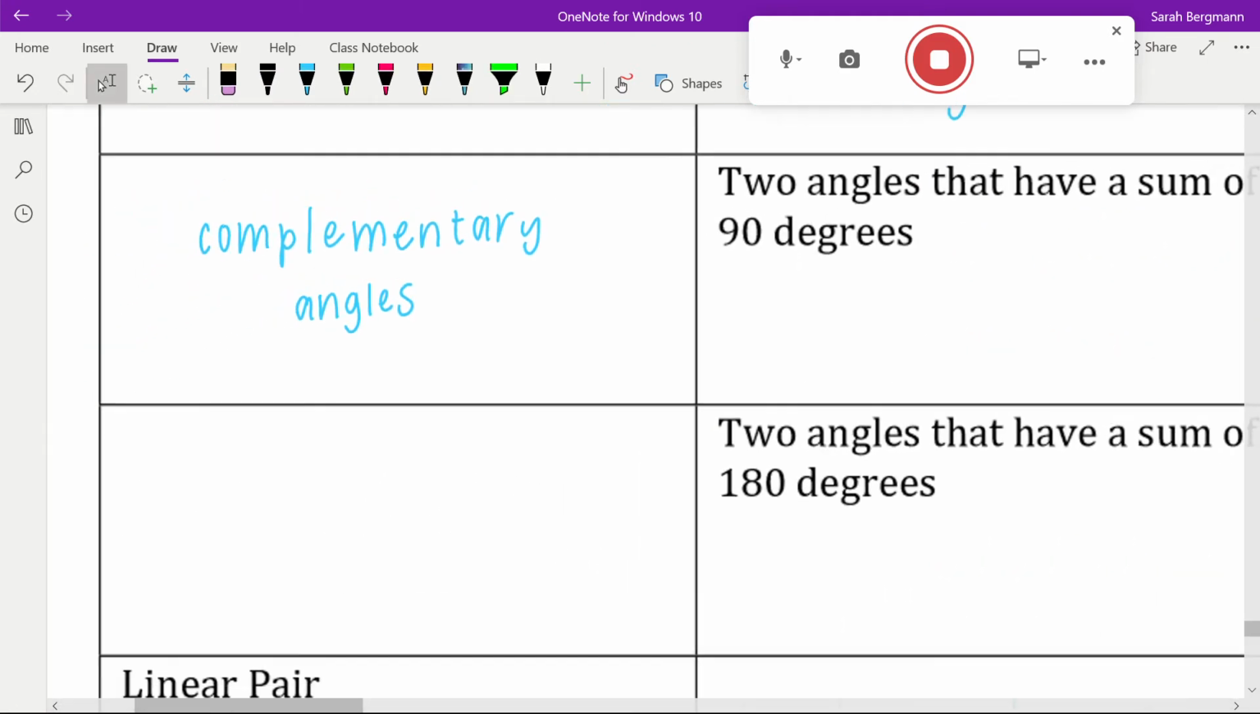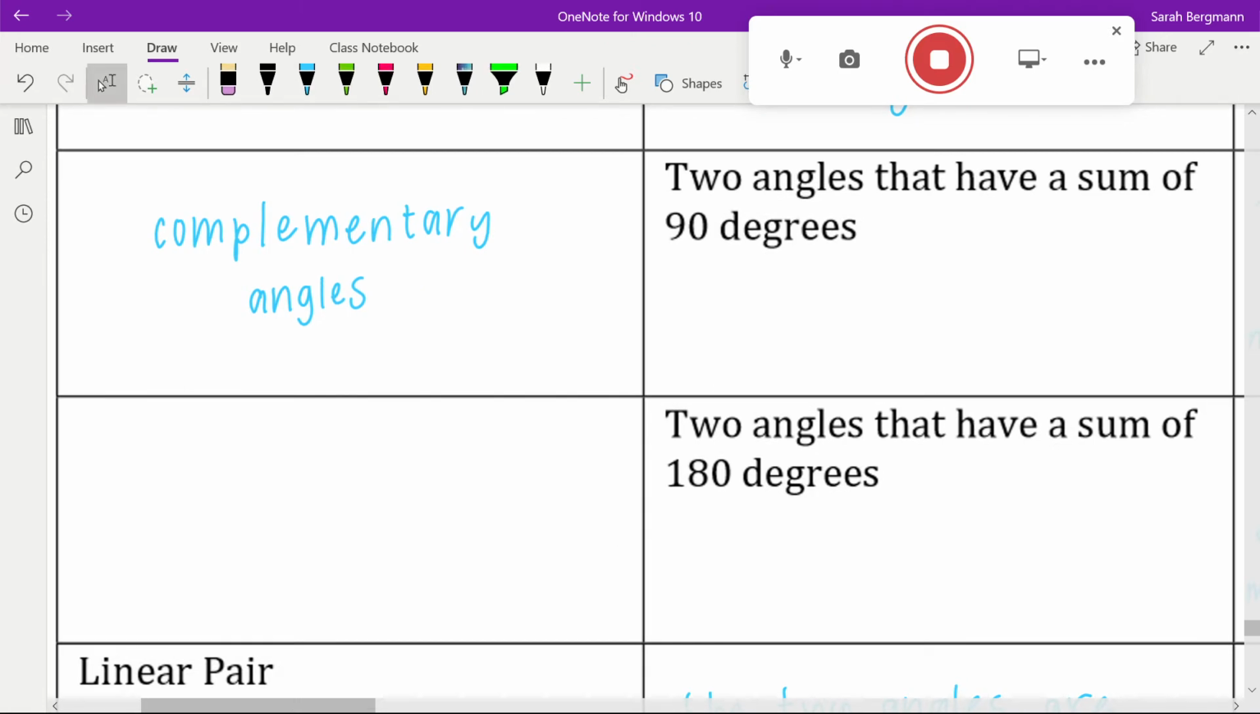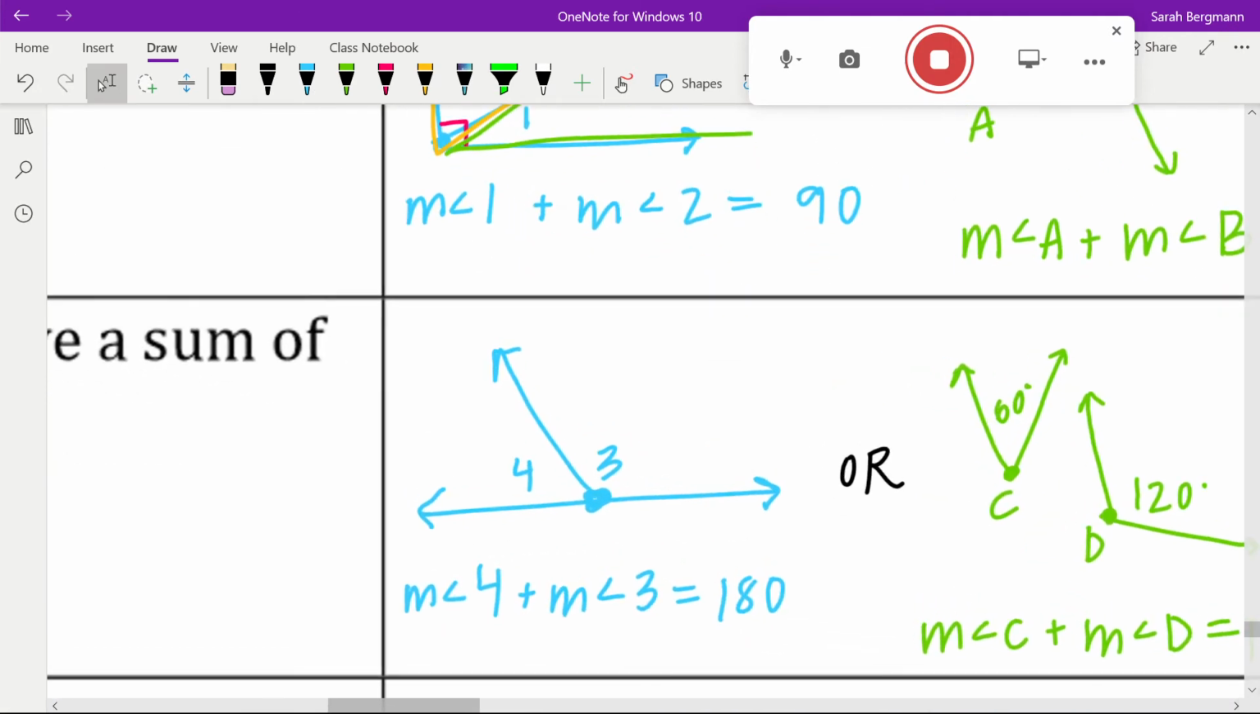The next vocab term, two angles that have a sum of 180 degrees. Do you know this one? These are called supplementary angles. For example, you could look here at angle 4 and angle 3. Those clearly have a sum of 180 degrees because they form a straight line.